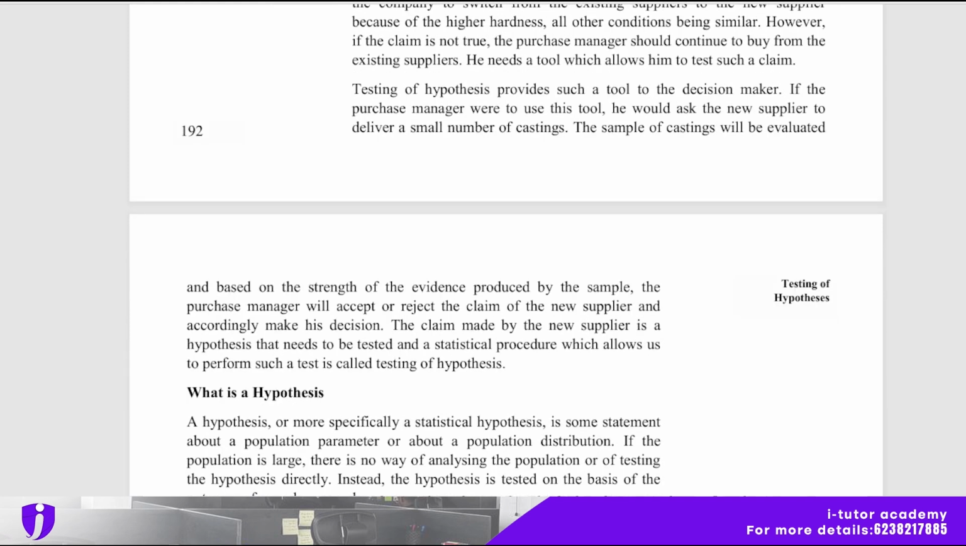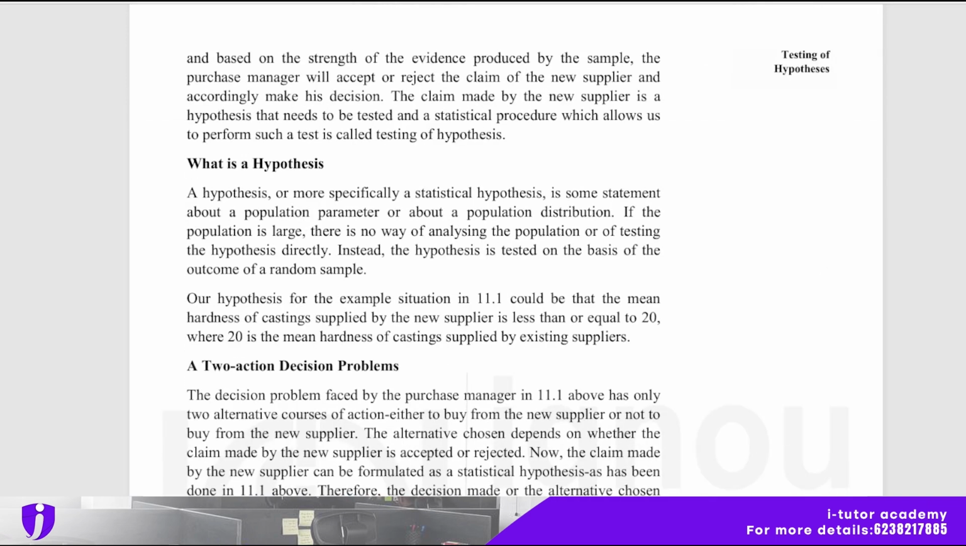Testing of hypothesis provides such a tool to the decision maker. If the purchase manager were to use this tool, he would ask the new supplier to deliver a small number of castings. The sample of castings will be evaluated, and based on the strength of the evidence produced by the sample, the purchase manager will accept or reject the claim of the new supplier and accordingly make his decision. The claim made by the new supplier is a hypothesis that needs to be tested, and a statistical procedure which allows us to perform such a test is called testing of hypothesis.